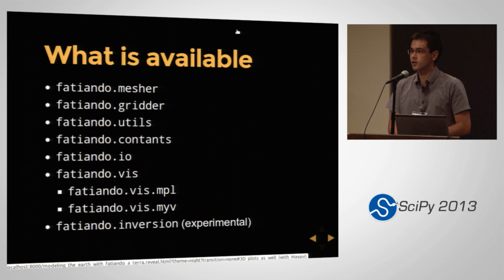Then I also have a mesher module that handles the geometric elements, prism meshes, and so on. I have Gridder for grid generation and interpolation. There are some utilities, the physical constants that I need to use, some input-output, and the visualization. And I'm working on an inversion framework, which is still a bit experimental.